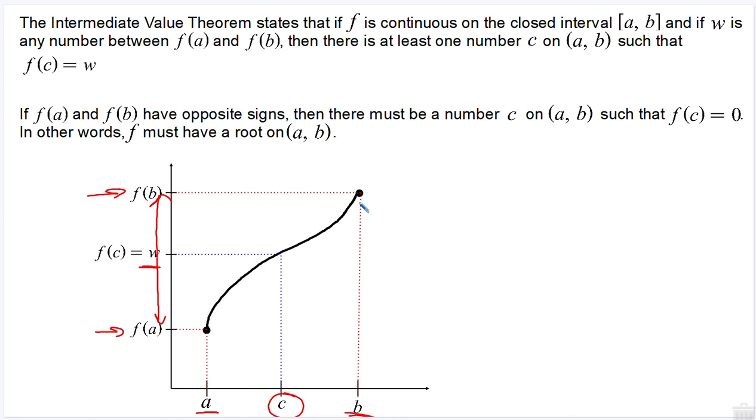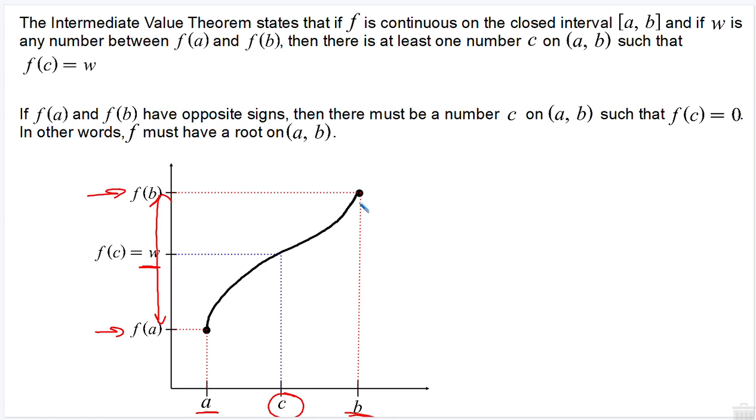And the conclusion of it that we usually use is that if f of a and f of b have opposite signs, in other words, if one's positive and one's negative, then there must be a number c between a and b such that f of c equals 0, or in other words, that there's a root to our function on the interval from a to b.